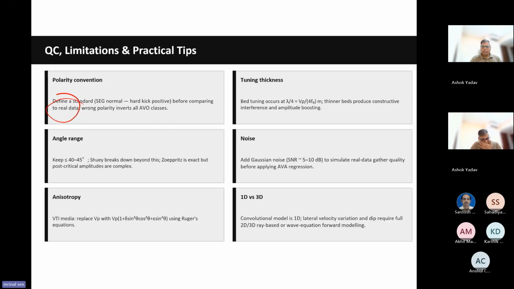Okay. And then you can look at tuning thickness, the noise in the data, and all other things. Remember, the convolution model is 1D. Okay.